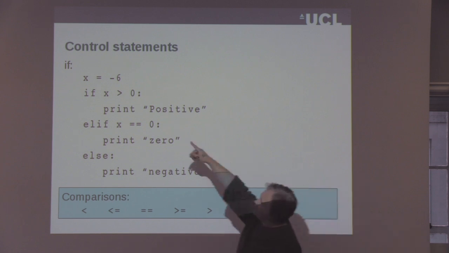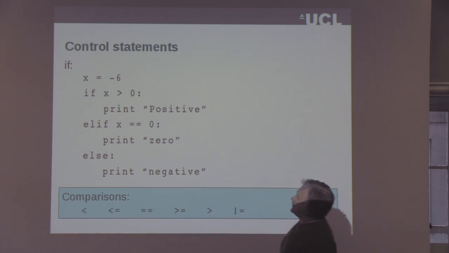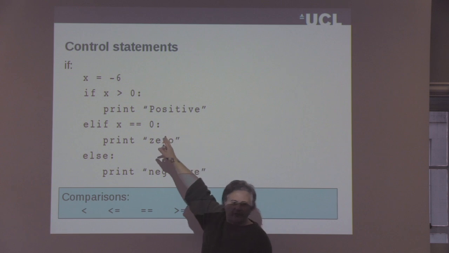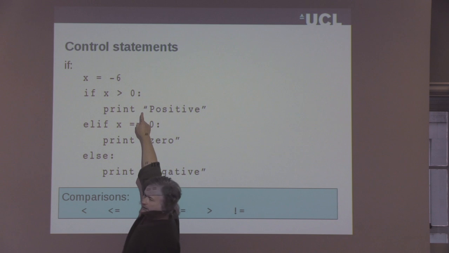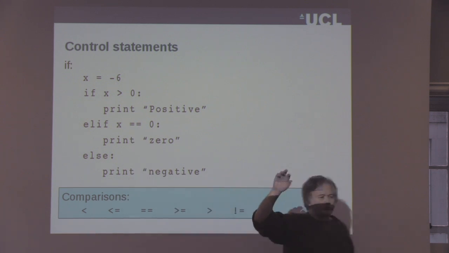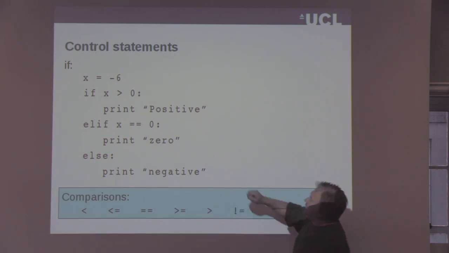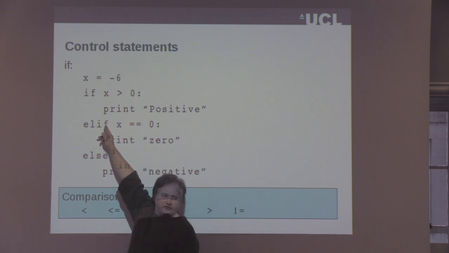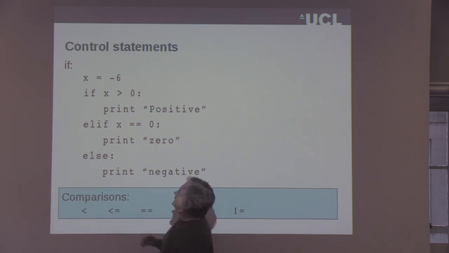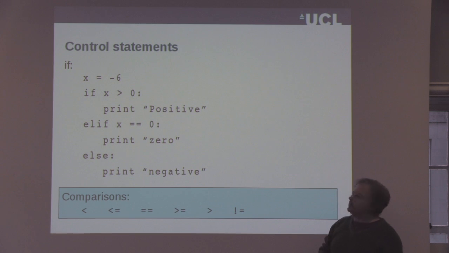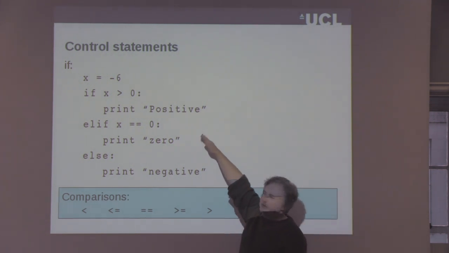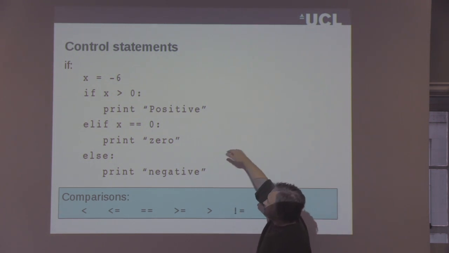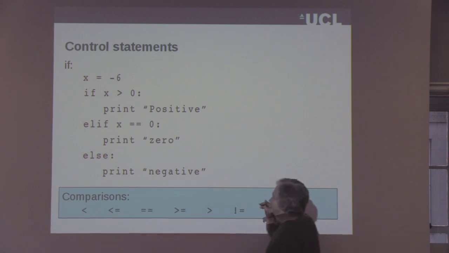So the first one of these is the if statement. So here we've got a bit of code that says x equals -6, and then we say if x is greater than 0, and then we have a colon. So after our control statement, we have a colon. And then we indent. This is Python syntax. We then indent and say what to do if that condition is met. And we can have lots of different statements in here. In this case, we've just got one. And they'd all be indented by the same amount.